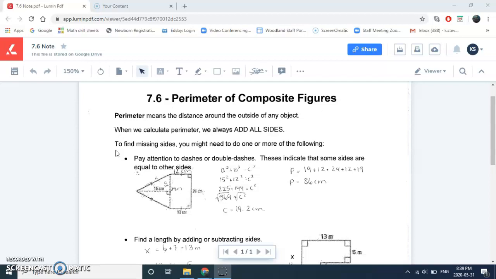To find the missing sides, you might need to do one or more of the following. First, we need to pay attention to dashes or double dashes. That's on here. So we have a dash above the 12. Then we have a dash here, and then we have a handwritten 12, just to show that those are both 12. And same with this double line here, double dash there. That means that those lengths are going to be the exact same. So once we find one, we know what the other one is.